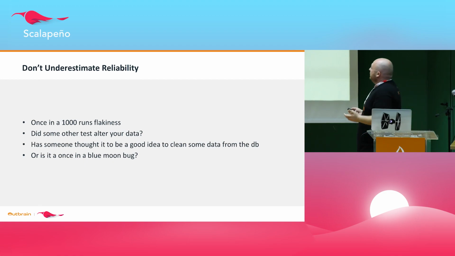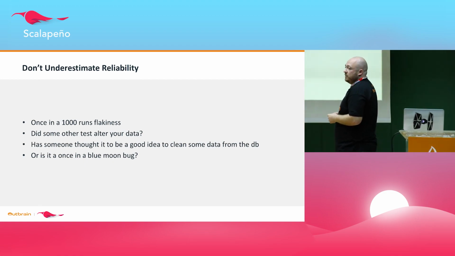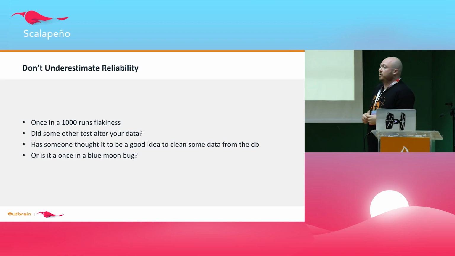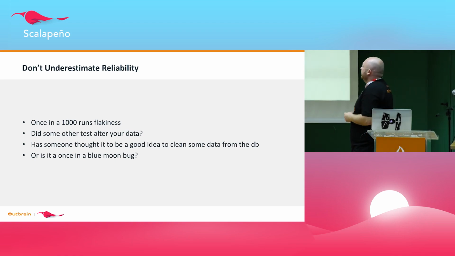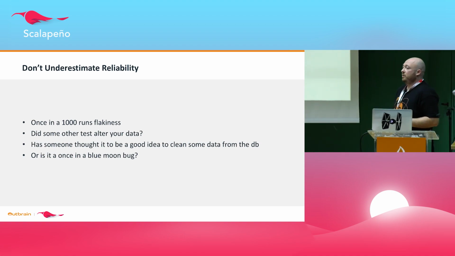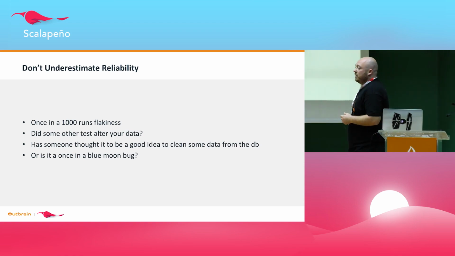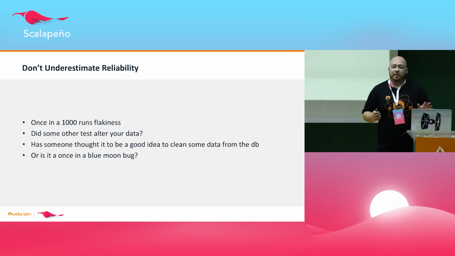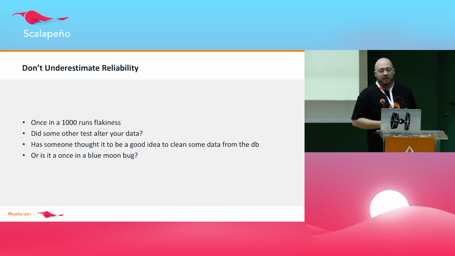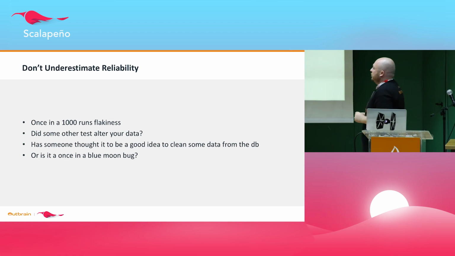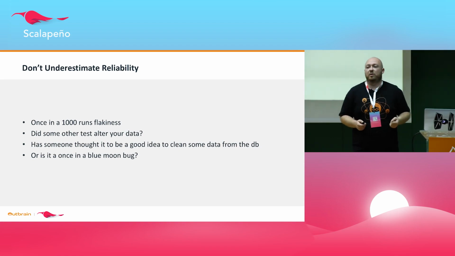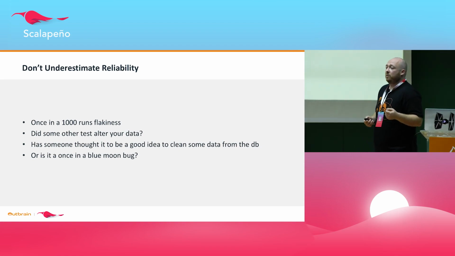So flakiness, as I said, is when a test fails once in 1,000 runs, or some other test alters your data, or some other person thought it to be a good idea to clean some data you used, or it's a once in a blue moon bug where all the right conditions coalesced to affect your test suite run this time. And when you deliver to production and you have a flaky test suite, you can't deliver as often. And when you can't deliver as often, you accumulate code. And when you accumulate code, you also accumulate bugs.